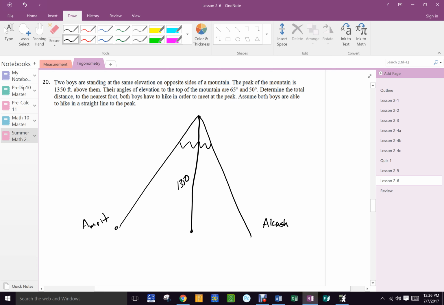The angles of elevation are 65 and 50. To do an angle of elevation, where do I have to start? Horizontal. One of them is 65 and one of them is 50. Does it matter which is which? No. 65, 50. I want to know how far they will have to hike to meet at the top. So Amrit wants to go, and then Akash wants to go, and then they want to sit at the top and say, hey, look, we can see lots of stuff. Because we started in Abbotsford and we're climbing Mount Baker, you're both going to not only do the math, you're also going to hike the mountain.